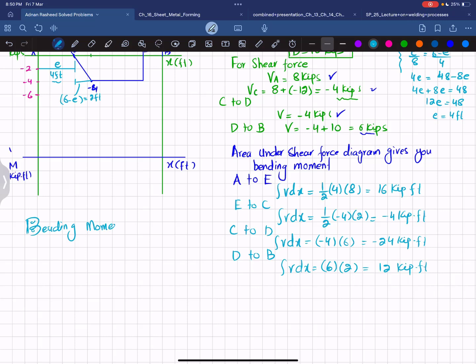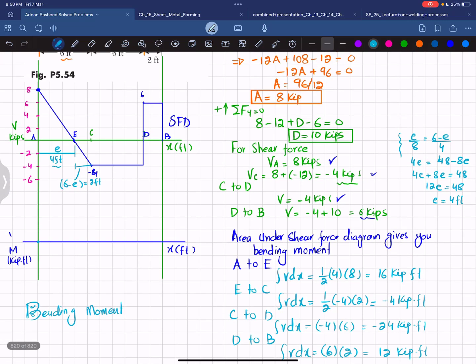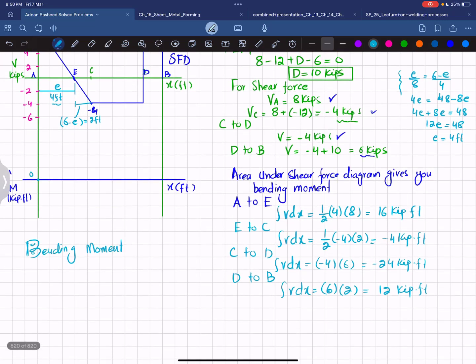You can see that at the start, the bending moment will be 0 at this point. Because x is equal to 0, MA is equal to 0. At point E, the bending moment will be equal to the bending moment at point A, which is 0, plus the area under the shear force diagram from A to E, which is 16. So it will be 16 kip into feet. At point C, moment will be equal to ME, which is 16, plus the area from E to C, which is -4, and that will give you plus 12 kip into feet.